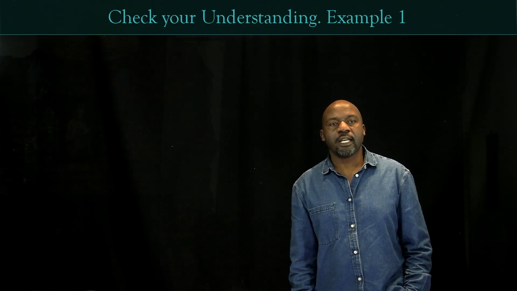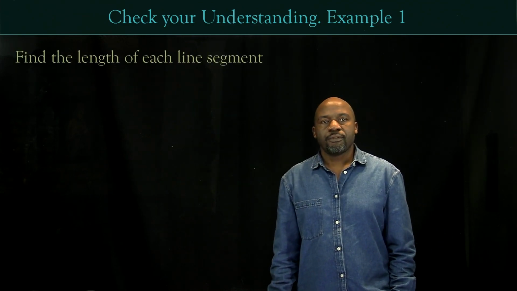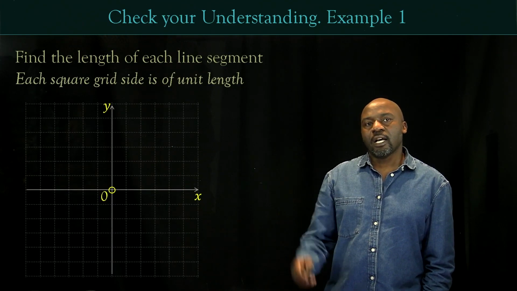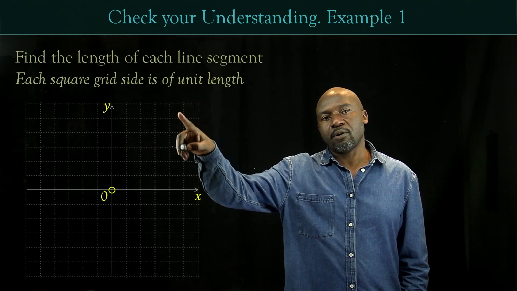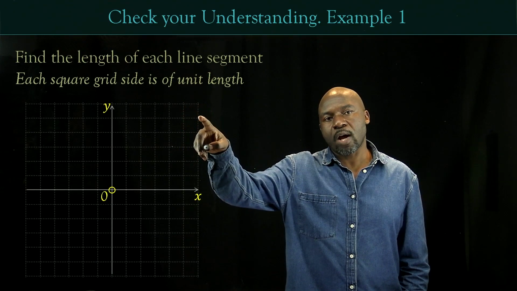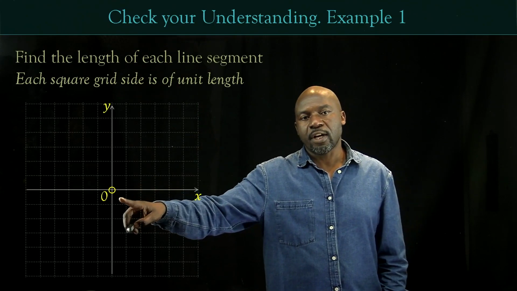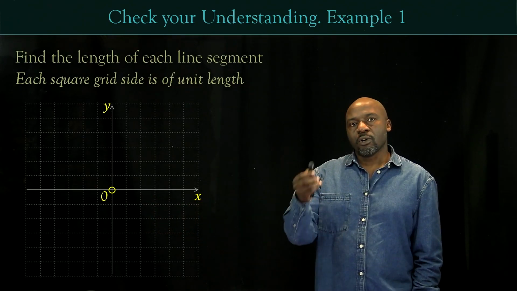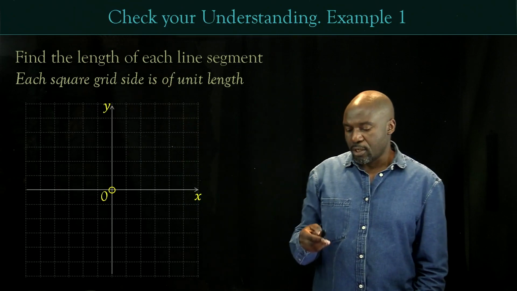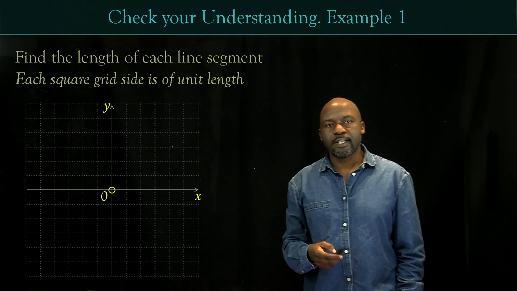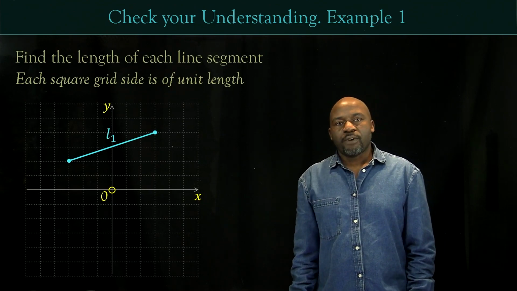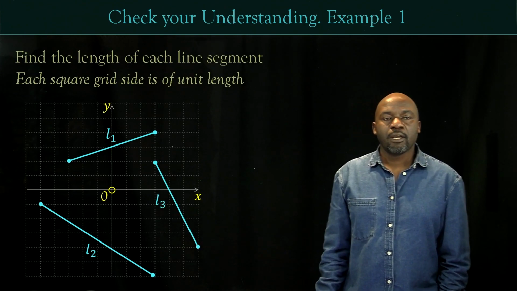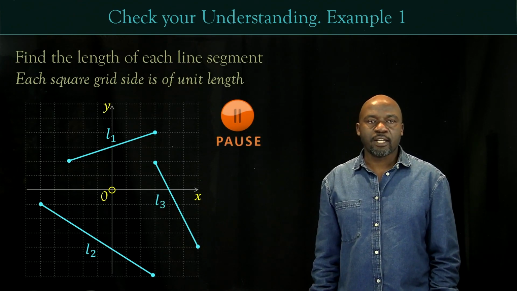Let's check your understanding. Here is example 1. Find the length of each line segment. Okay, we will take a square grid like that. That square grid there is of unit length, meaning this is 1. So I don't have to put numbers here, you know, that is 1 square, so that is 1, 2, 3, 4, 5, 6, okay, like that. So this is telling you that each square has a side of unit length. All right. We want to find the length of line 1. There's a line 2, and there is a line 3. Please pause the video and try to find these lengths yourself.